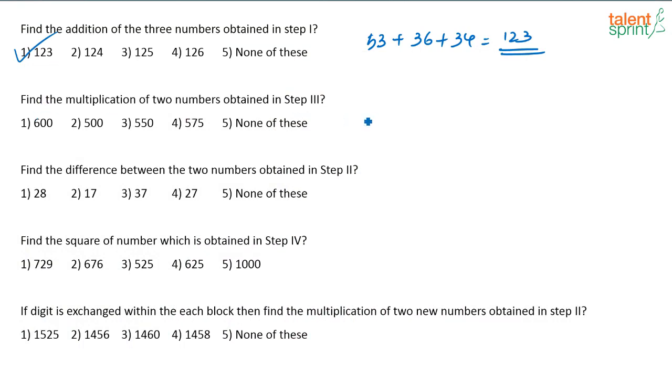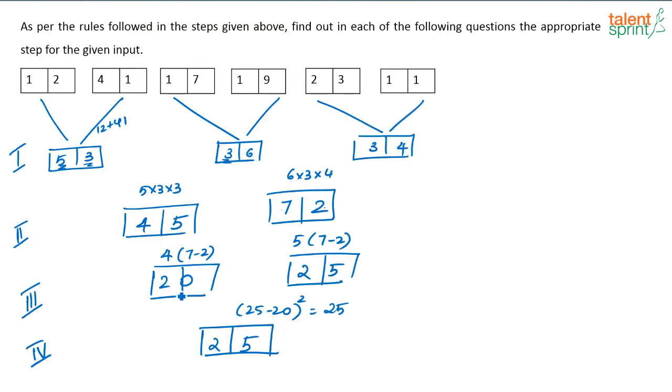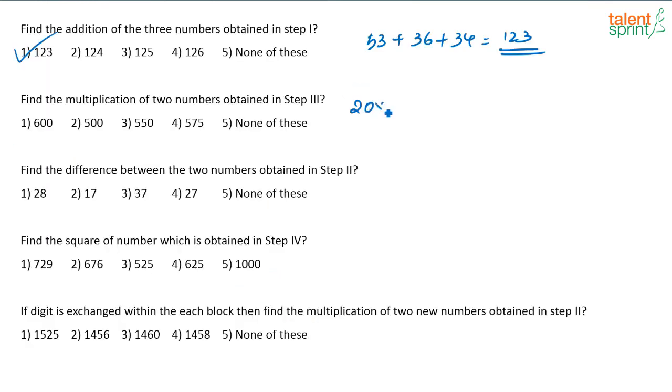Next one, find the multiplication of the two numbers obtained in step 3. Multiplication of two numbers obtained in step 3 is 20 into 25. So 20 into 25, 500.